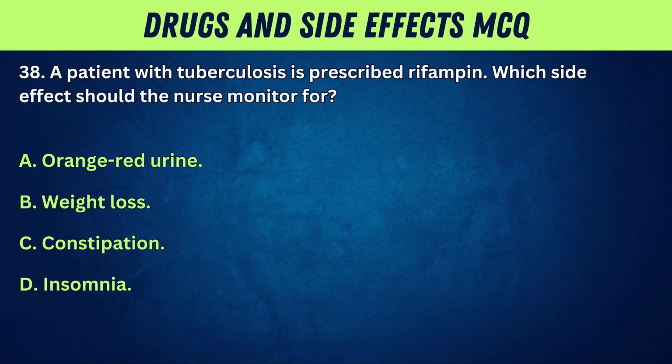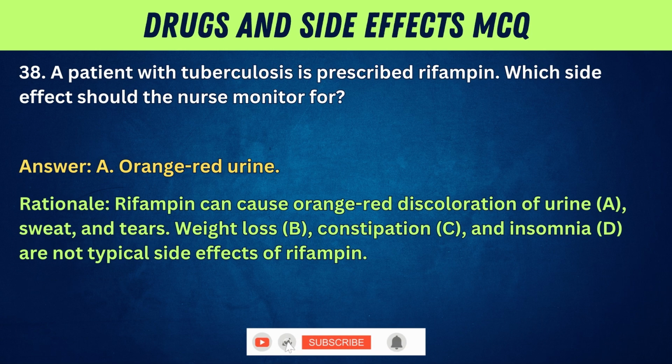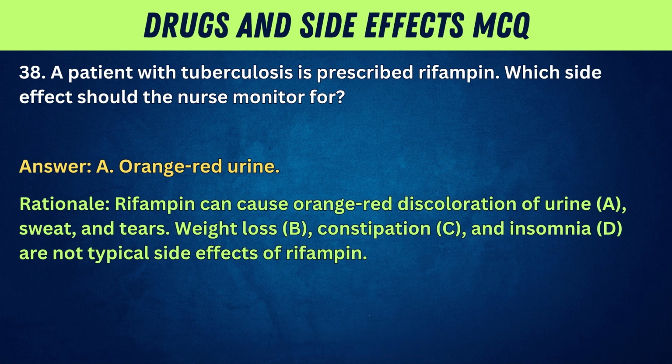38. A patient with tuberculosis is prescribed rifampin. Which side effect should the nurse monitor for? A. Orange-red urine. B. Weight loss. C. Constipation. D. Insomnia. Answer: A. Orange-red urine. Rationale: rifampin can cause orange-red discoloration of urine, sweat, and tears. Weight loss, B, constipation, C, and insomnia, D, are not typical side effects of rifampin.